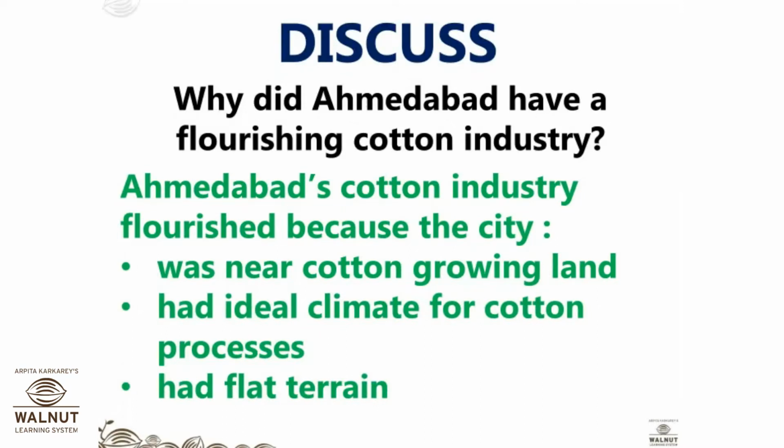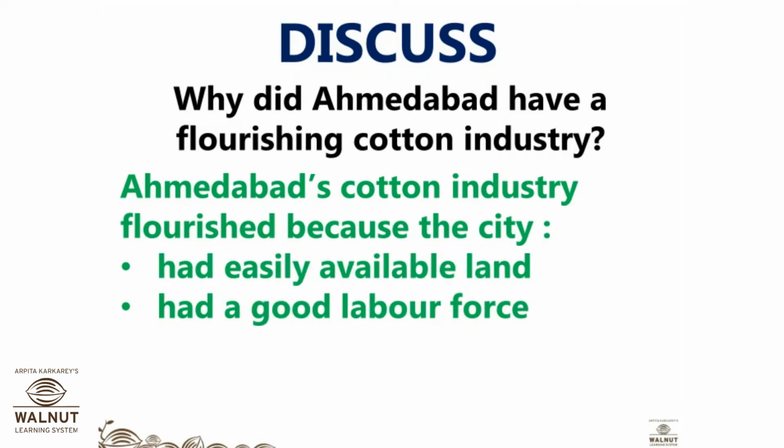Taking the resources to that place or taking your product from the industry to the market becomes very, very easy. Setting up buildings is easier. Setting up a factory, a building for a factory, will be easier on flat, plain land. So these are the reasons. First and foremost, it had cotton growing land. It had a climate suitable for all the processes of cotton that we mentioned: spinning, ginning, dyeing. Then it had a flat terrain.